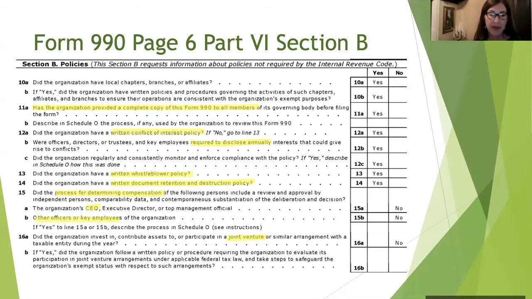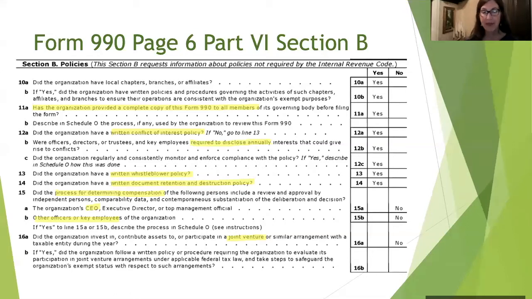Here is where they ask you about all your policies. So the key policies that the IRS wants to know about your organization, first and foremost, is, do you have a conflict of interest policy? And this is for your board and for your senior management. And every year you should be asking those people to disclose any potential or real conflicts of interest.